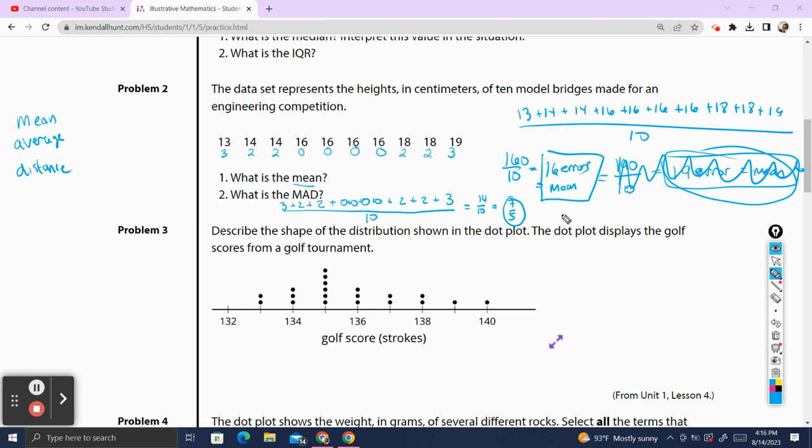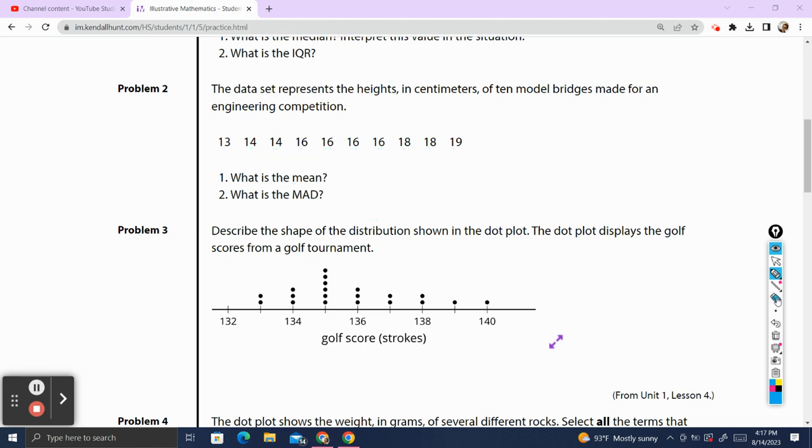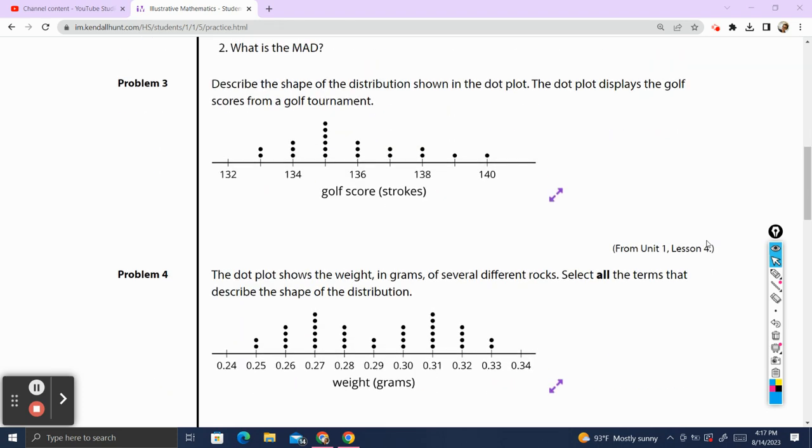So to go over that, to calculate your mean average distance, I found the distance of each point away from our mean. So 13 minus 16, it's 3 away from the mean. 14 minus 16, it's 2 away from the mean. I calculated that for each value, I added it up, I took the average, and I got our mean average distance. Feel free to pause the video or post comments or questions below if you have a question.